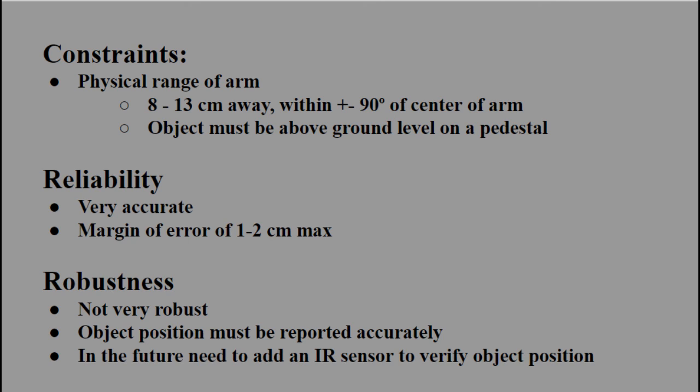The robustness of the arm is questionable. If the object is too high or too low from the ground level, then the arm will not be able to pick it up. Also, if the object's position is not reported correctly, then the arm will not be able to work as intended. Future work to amend this would be to place an IR sensor on the claws of the arm and have the arm verify the position of the object with the sensor.